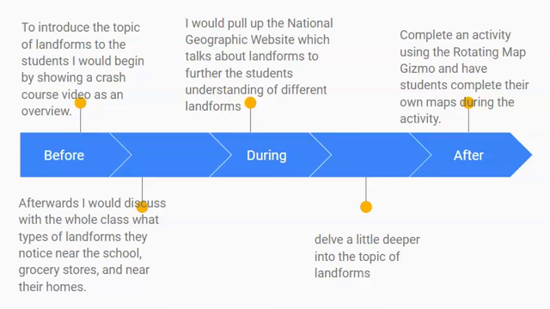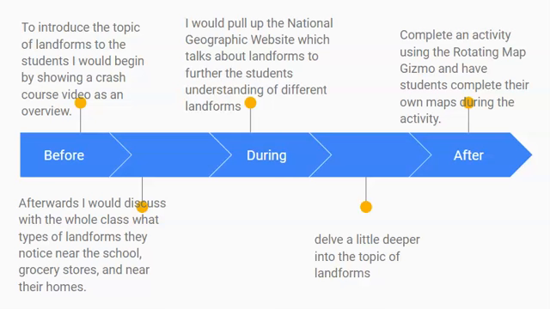During the lesson, I would pull up a National Geographic website, which talks about landforms, to further the students' understanding of landforms, and then delve a little deeper into the topic and look at how they're made. Afterwards, I would complete an activity using the rotating map gizmo and have students complete their own maps during the activity.